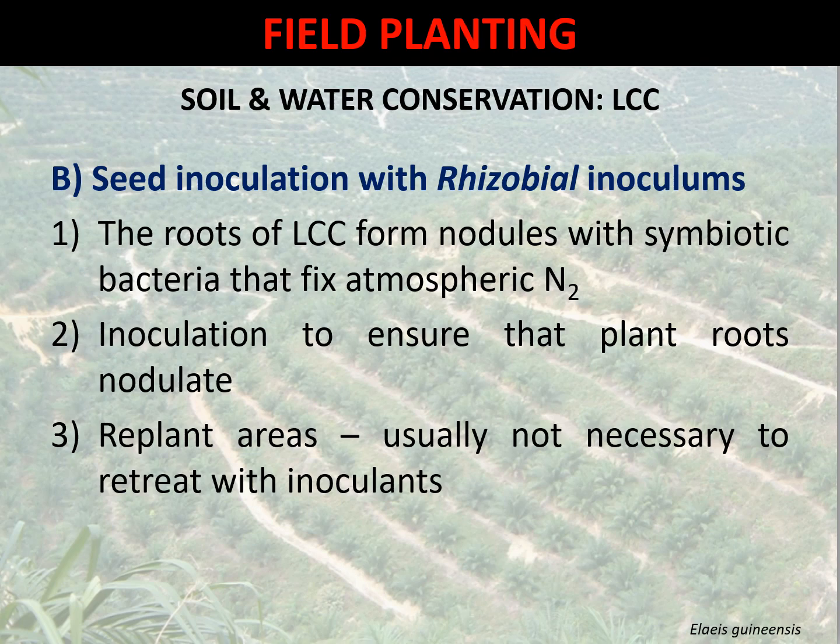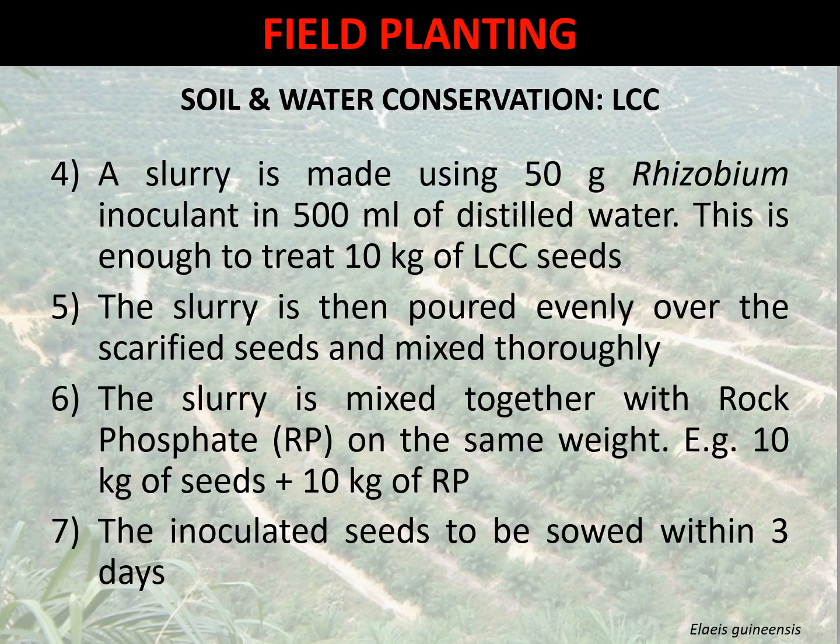The roots of LCC form nodules with a symbiotic bacteria that is able to fix the atmospheric nitrogen. The inoculation process is to ensure that the plant roots are able to nodulate. In replant areas, it is usually not necessary to retreat with inoculants. In this procedure, a slurry is made using 50 grams of rhizobium inoculant in 500 ml of distilled water. This is enough to treat 10 kg of LCC seeds.